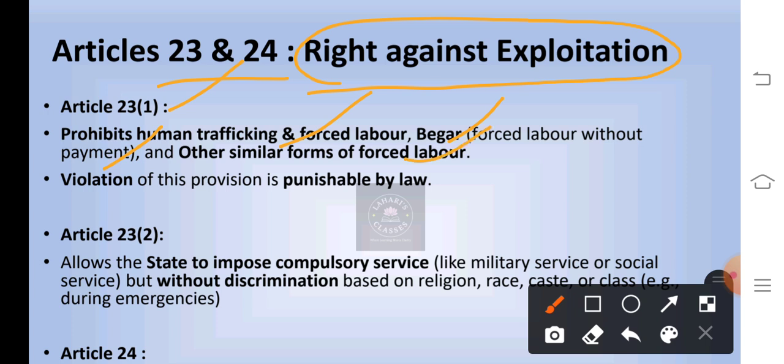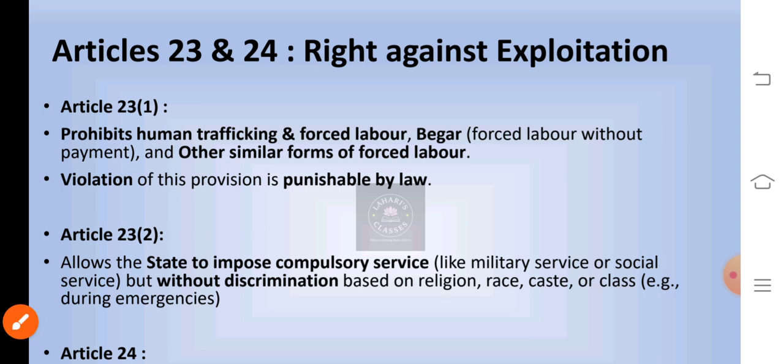In ancient history, we must have learnt about vetti, which is forced labor. People were made to work forcefully, but they were not paid anything back for their labor. And anybody who violates this right is punishable by law.